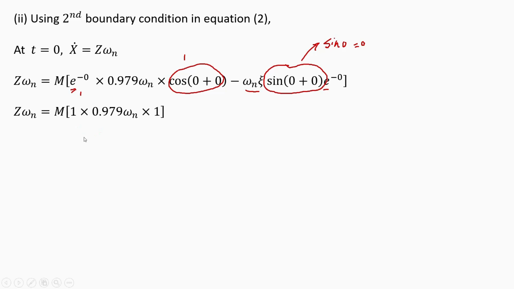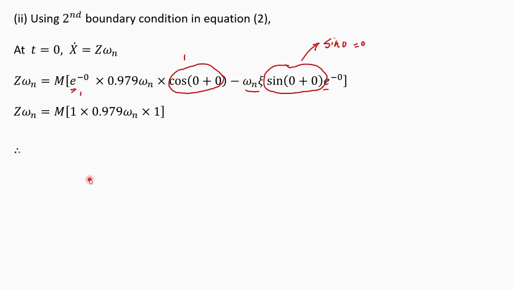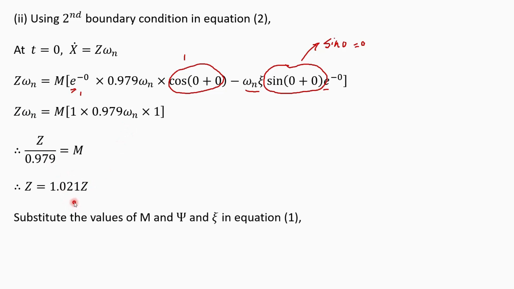So we can say that value of M is z omega n. Omega n also we can cancel from both the sides. So z divided by 0.979. That is 1.021 z. So this is the value of M, not z.